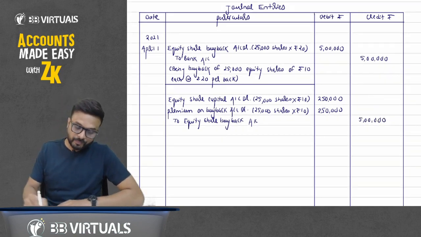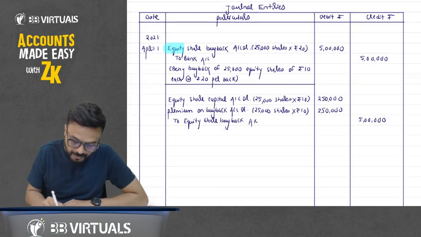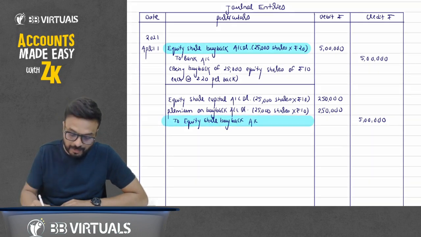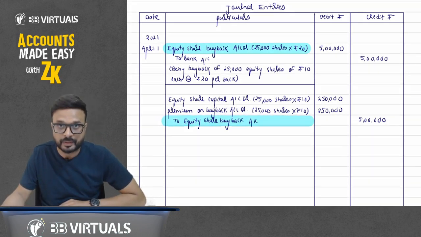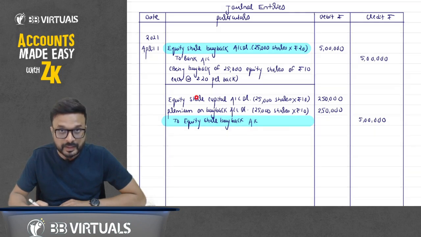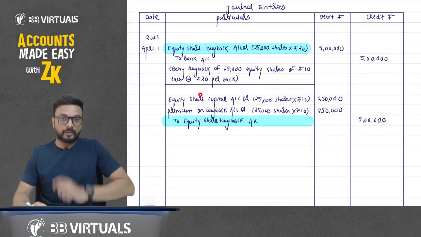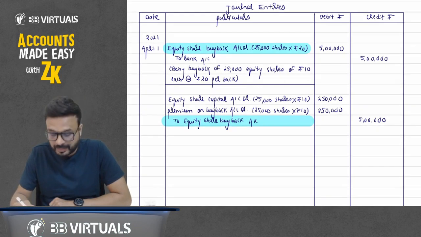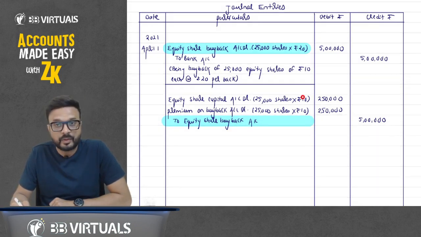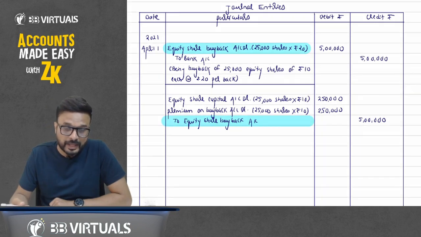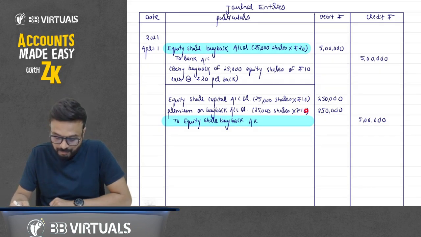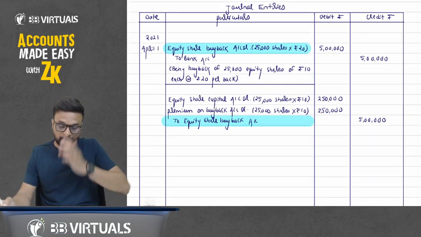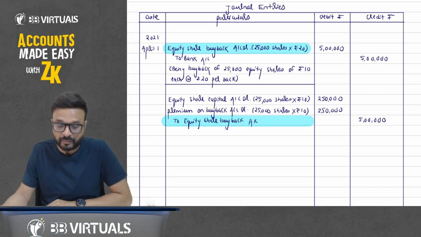So here we have debited equity share buyback account by rupees 2,50,000, and here we have credited equity share buyback account by rupees 2,50,000. So here, for decrease in capital we record share capital at face value. When we do the cancellation, it will cancel at face value only. The face value is rupees 10, and the excess amount that we have paid over face value is premium on buyback, rupees 10. So equity share capital account debit 2,50,000, premium on buyback 2,50,000.